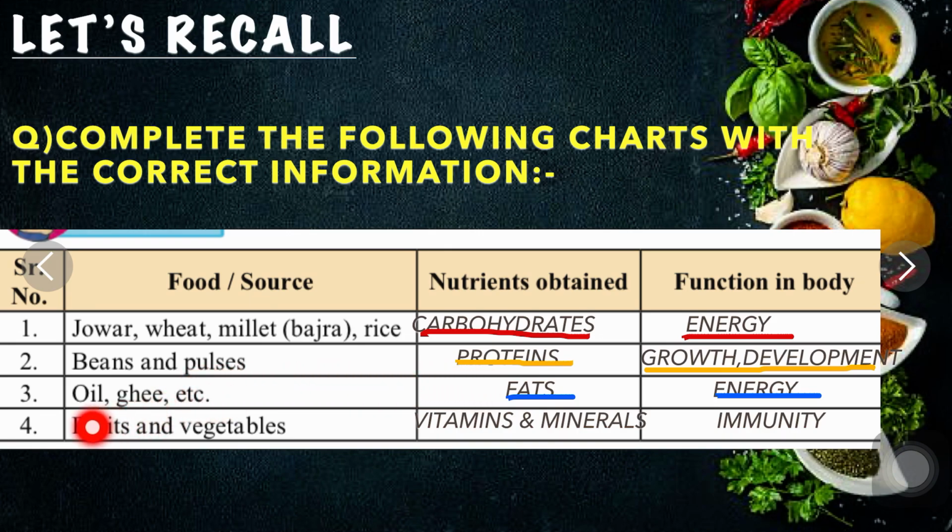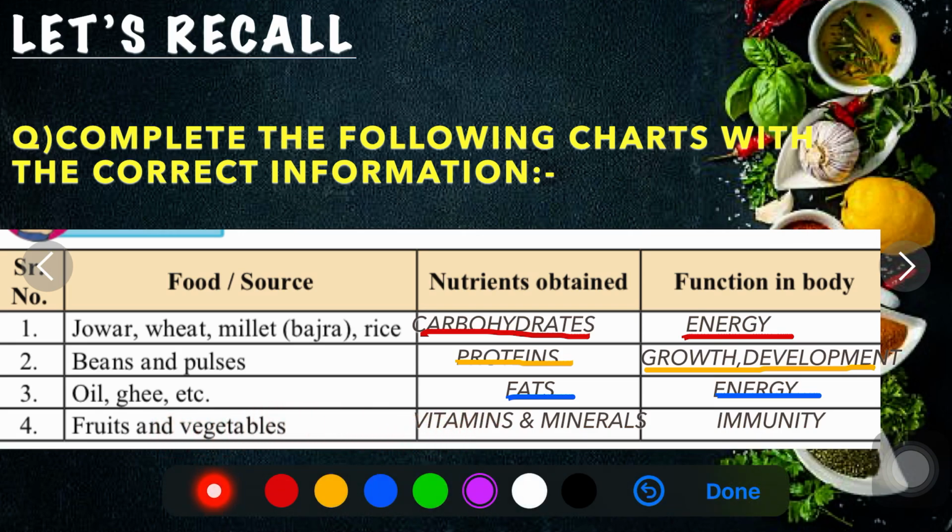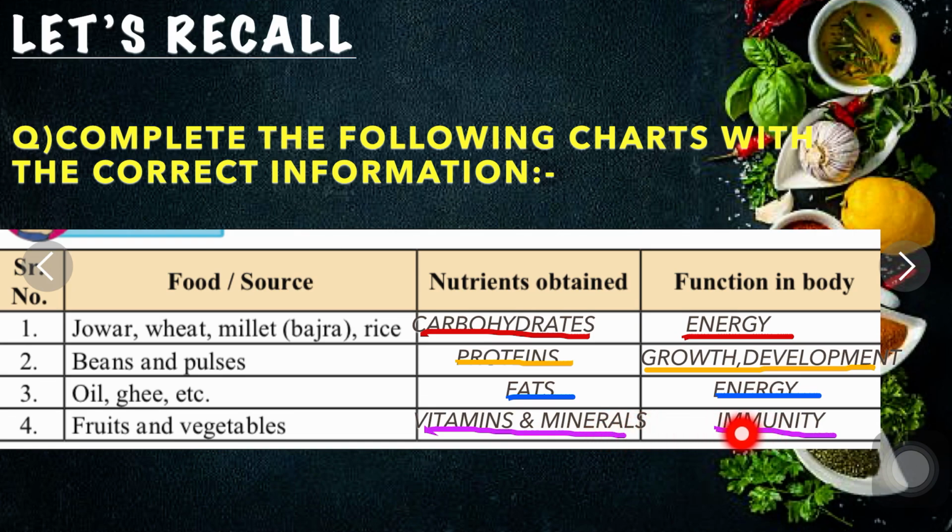And the last one is fruits and vegetables. This provides us with vitamins and minerals, and this is very important for the immune system of our body, to build up the immunity, which is very important for fighting against diseases.